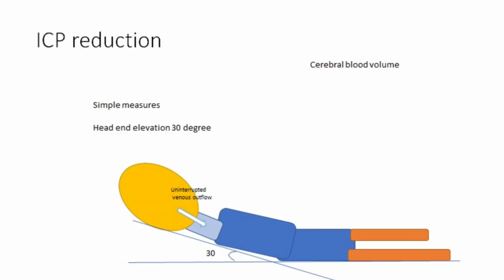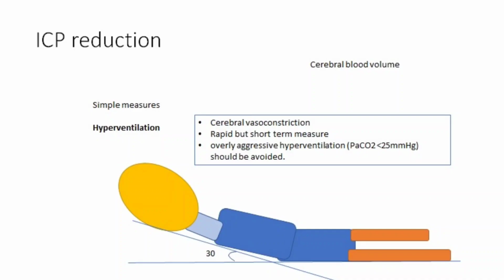So, there are generalized steps and then there are active medical and surgical therapies aimed to decrease the ICP. Simple measures include head end elevation to facilitate the cerebral venous drainage and keeping the head in the neutral position. And then hyperventilation is also suggested, which is a rapid but short term measure to control high ICP. The target PaCO2 will be 30 to 35 millimeter of mercury. You should not over aggressively hyperventilate the patient because even hypocapnia can cause cerebral vasoconstriction and the outcome may be very bad.